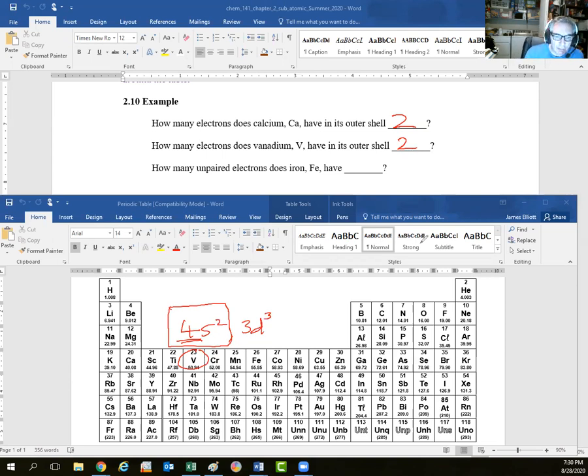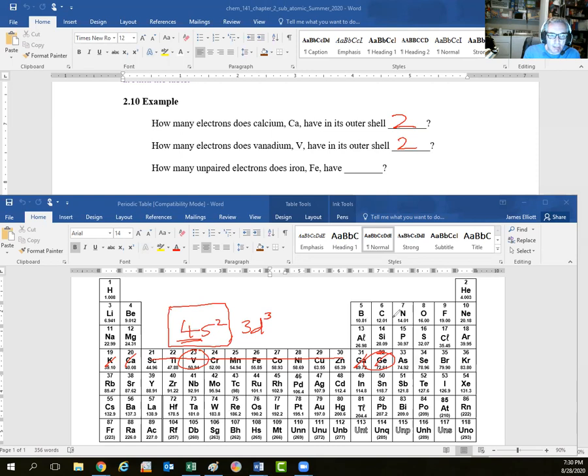If the question was about something like germanium over here, it'd be 1, 2 electrons in its 4s, then 10 electrons in the 3d, and then back to the 4p, 1, 2. So that would be 1, 2, 3, 4 electrons in its outer valence shell. Watch out for that D block.